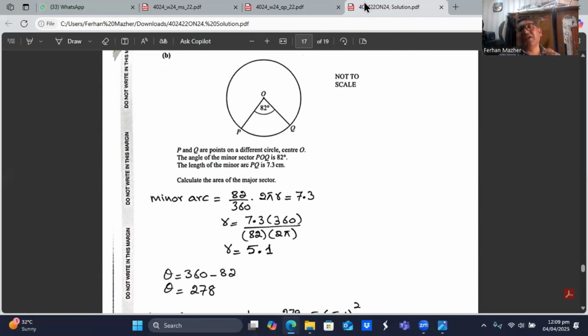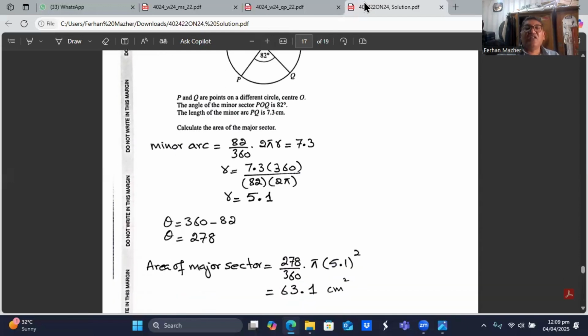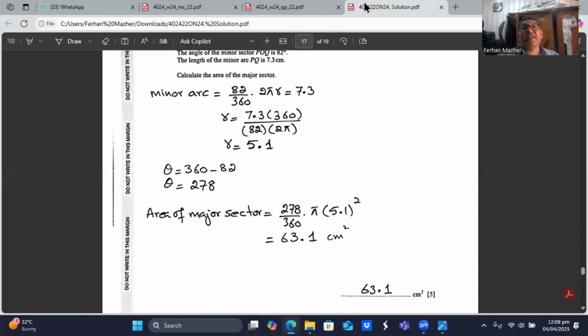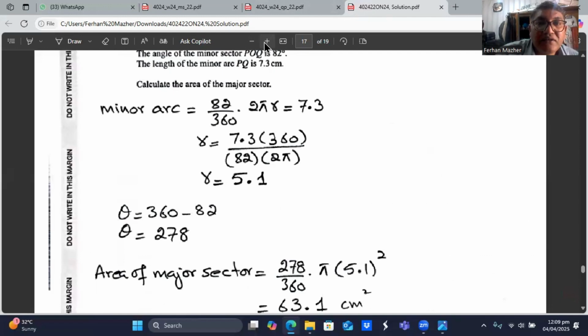The angle subtended by the major sector at the center is 360 minus 82, and that will be 278. Now the main question is, what is the area of the major sector? The area of the major sector will be theta by 360 times pi r squared. So 278 divided by 360 times pi times 5.1 squared. So that will be 63.1 centimeter squared. Okay, so this is how this is done.